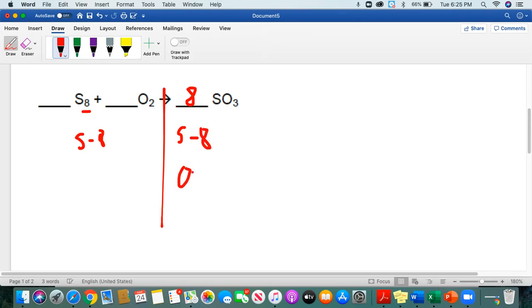Now oxygens, I have an 8 here, but I have a 3 here. So it's going to be 8 times 3. I have 24 oxygens on this side, right? How do I get 24 oxygens here? I have to put a number there. So what times 2 gives me 24? Well, it's going to be 12. 12 times 2 gives me 24. And that's it. That's the balanced equation. Okay, because if I did this here, I would also have 12 times 2, which gives me 24. I would have the same amount of atoms on both sides.